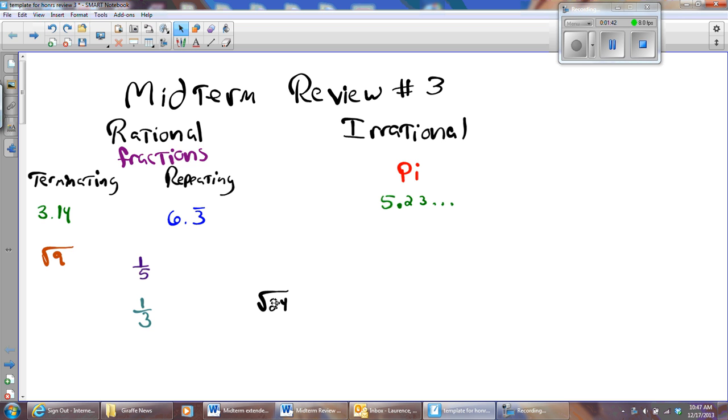Now, the square root of 24. Well, you don't know a number times itself that equals 24. Neither do I. That is an irrational number. Okay, if it's not a perfect square, it's irrational.